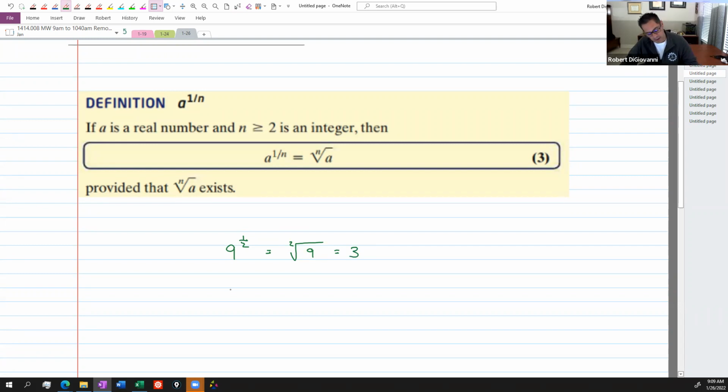If I write 27 to the 1/3, that would be what root here?